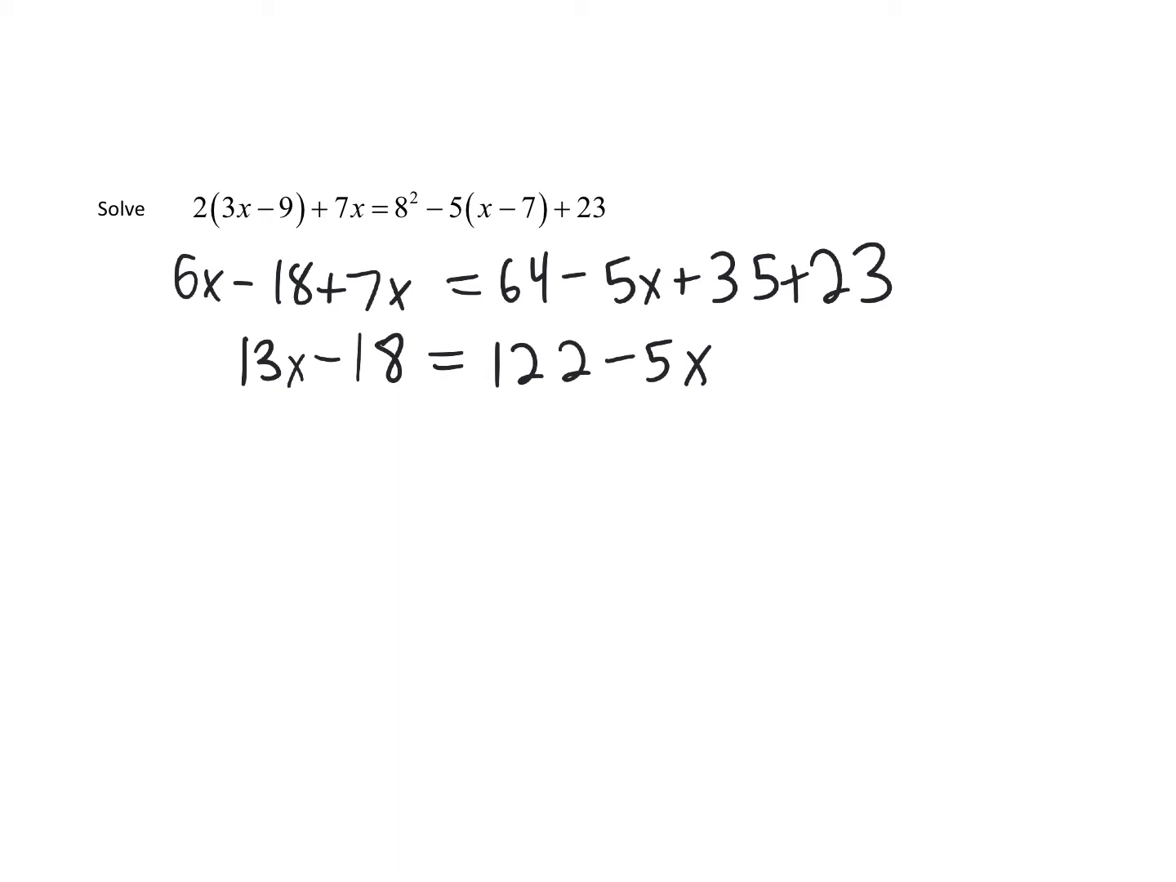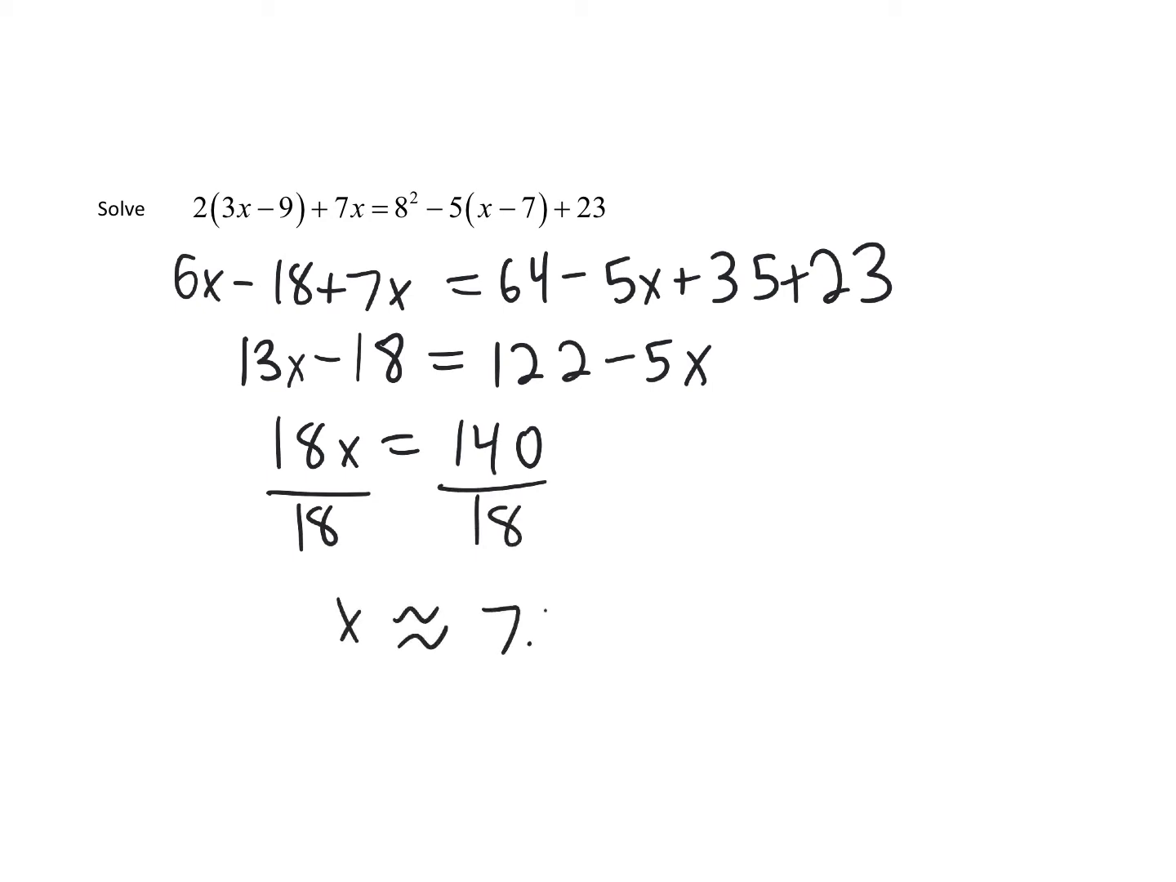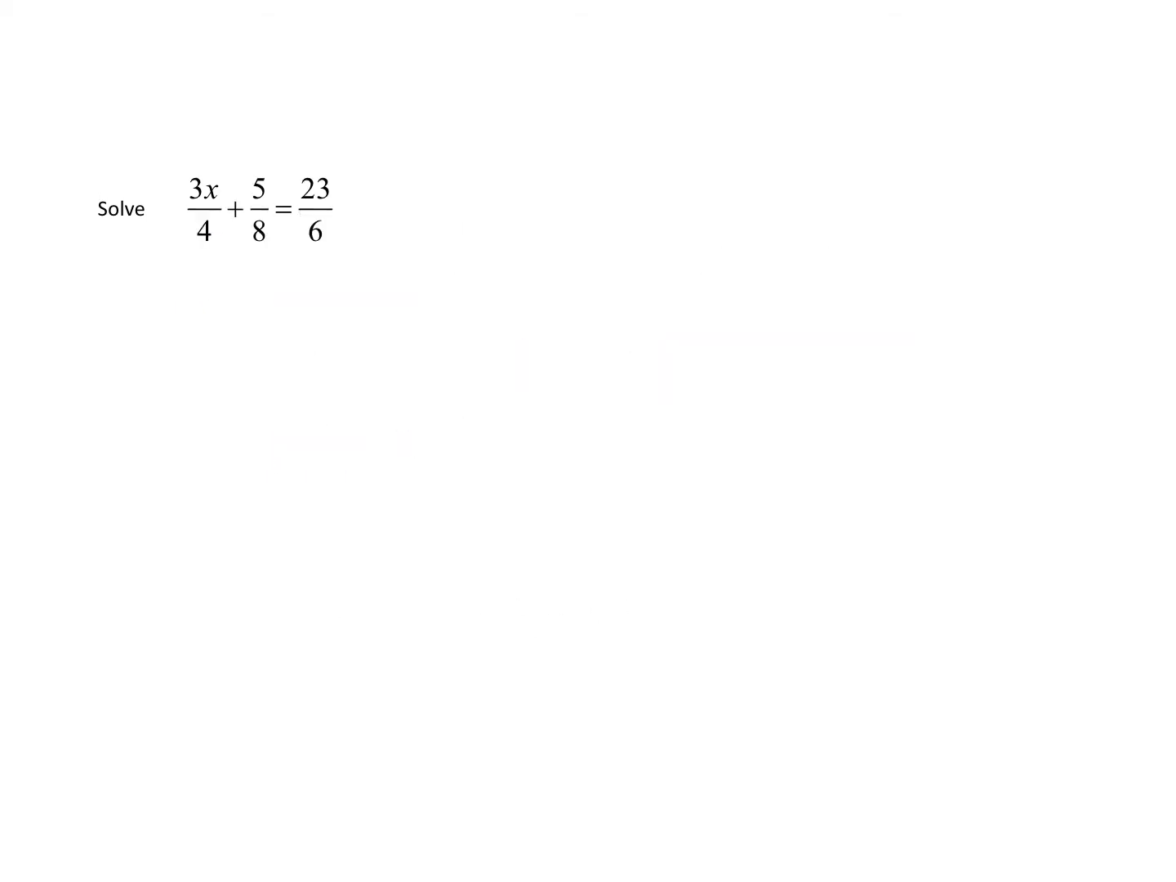So 13x plus 5x is 18x. And then 122 plus 18 is 140. And then I divide both sides by 18, giving me x approximately 7.78.